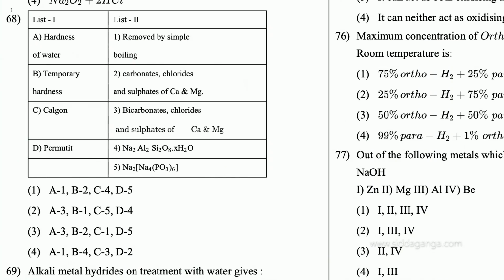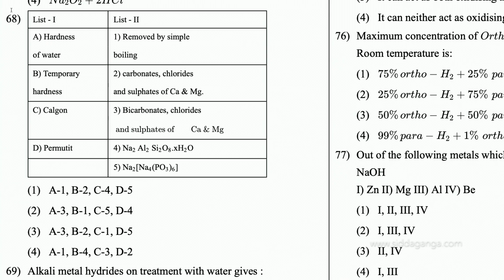So here there is a match-the-following type question. They have given list 1 and list 2: hardness of water, temporary hardness, Calgon, permutit. You have to match with list 2. You know that hardness of water is mainly because of the dissolved salts of bicarbonates, chlorides and sulfates. That is A3. Then temporary hardness can be removed by simple boiling, so B is 1. So A3, B1.